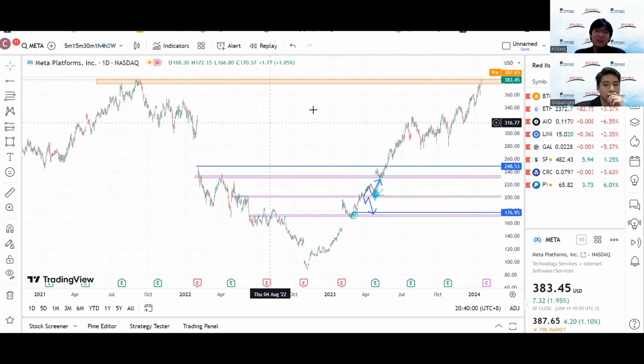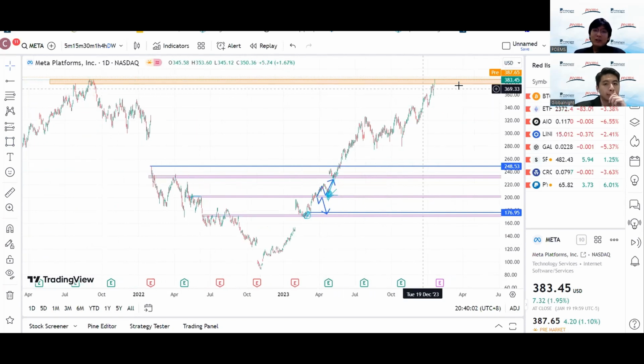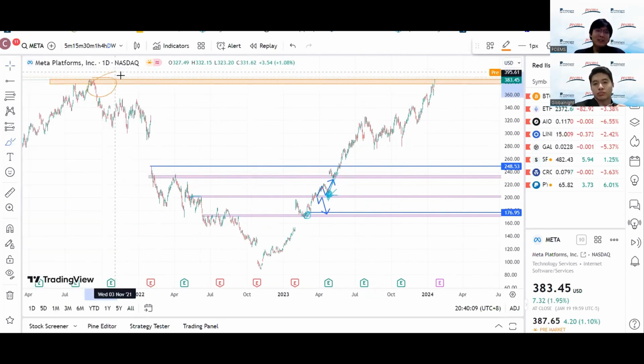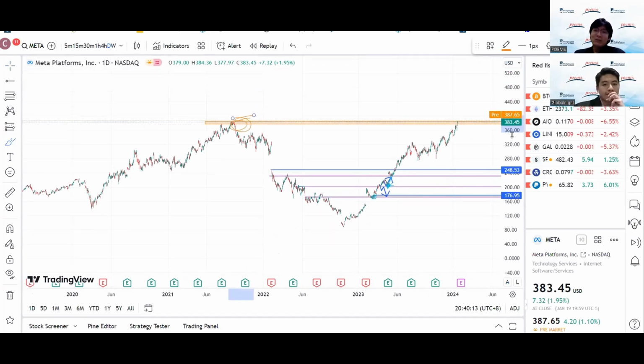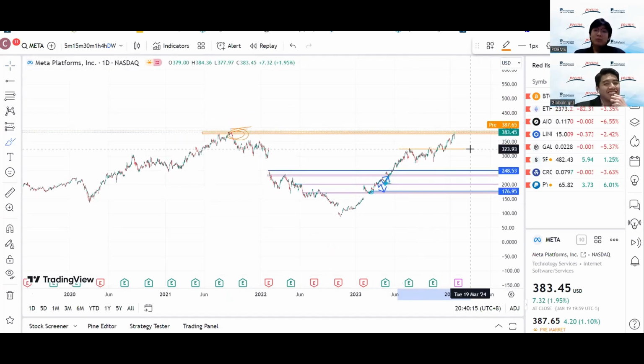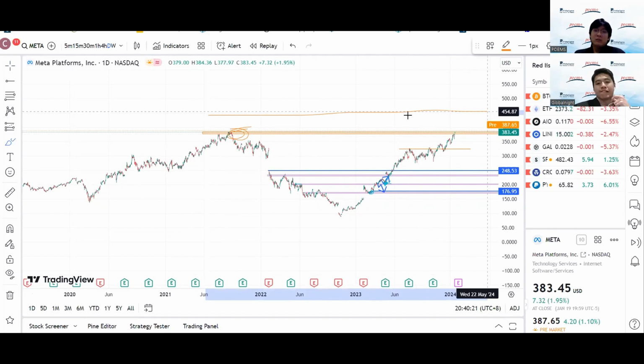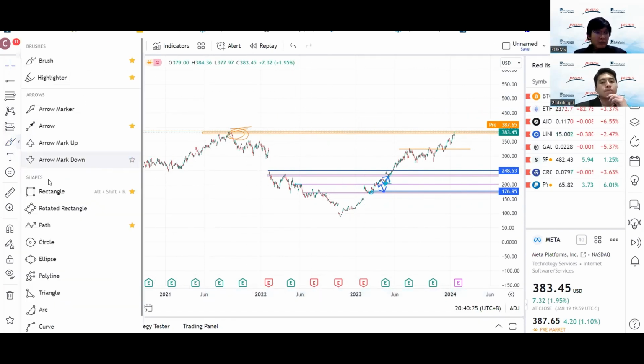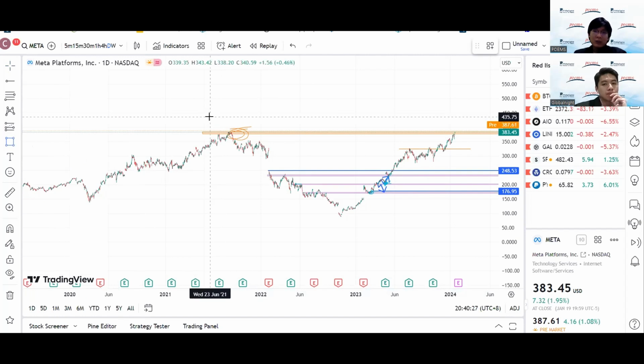But for your take profit, I'm pretty sure a lot of you who have Meta have more or less already hit it, unless you're going to hold it for life. The next level that you might be interested in is 440, 445 area, which is around here.